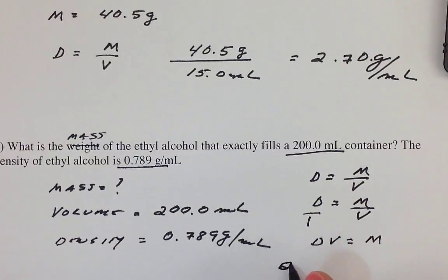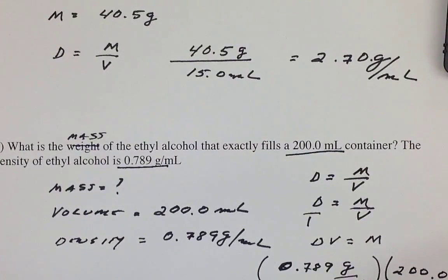Density is equal to 0.789 grams per milliliter times 200.0 milliliters. And I know that in this case, my milliliters will cancel out, like we said, diagonally, and I'm going to end up with grams. So let's punch that into the calculator.